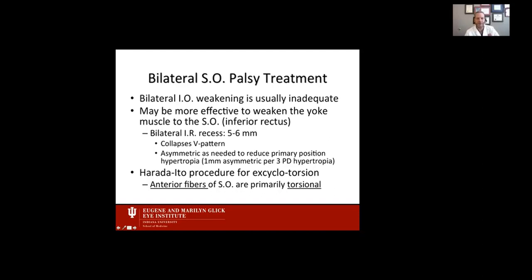These bilateral inferior rectus recessions, if you recess the inferior rectus 5 to 6 millimeters, that has a nice effect to collapse the V pattern that we have. And you can do that asymmetrically, so you can compensate for that primary position difference. And keep in mind that for about every millimeter of difference in where you place those, you're going to get about a 3 prism diopter correction in that primary position hypertropia. And I'll demonstrate this to you with the case that we were talking about. And then the Harada Ito. This is a nice way to control the cyclotorsion, and we're going to go through that.